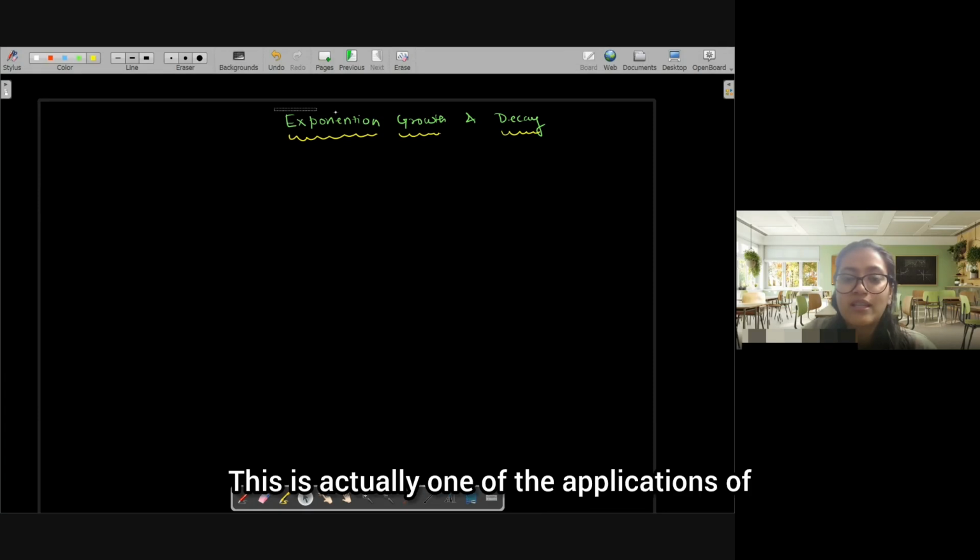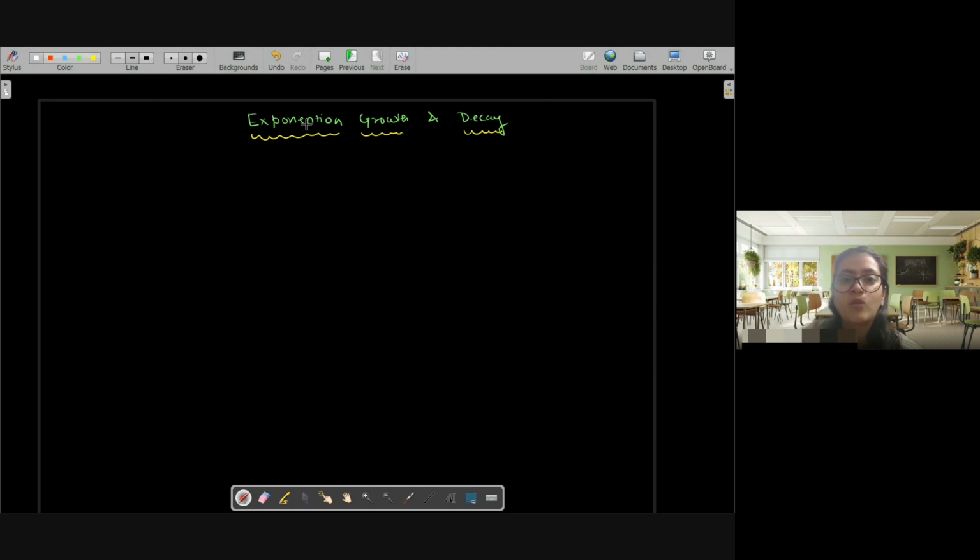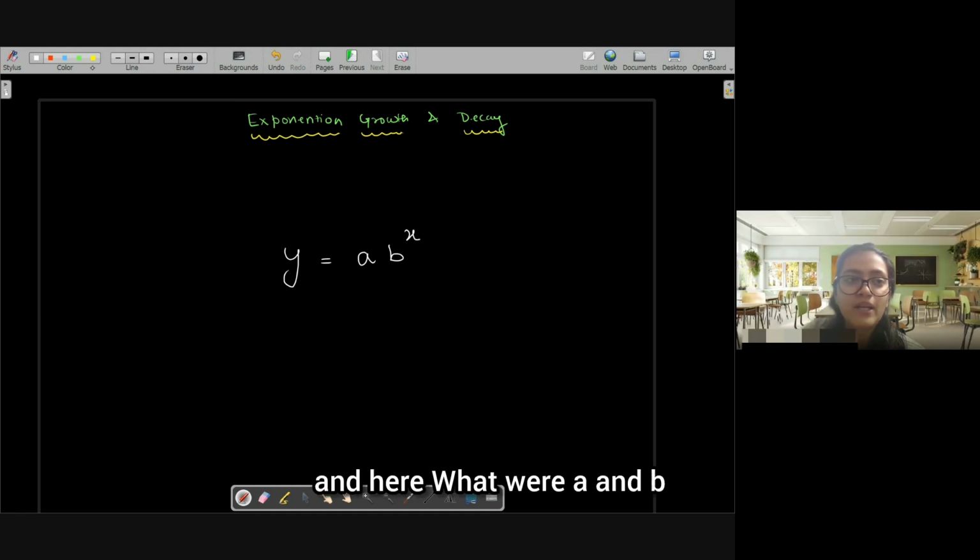So this is actually one of the applications of solving differential equations. Our exponential functions were of this form: y is equal to a times b raised to x. And here, what were a and b? A was the initial value.